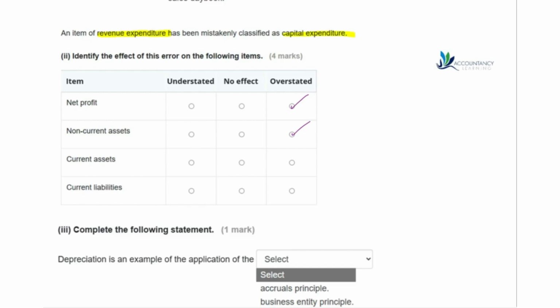Then the final two, we've got current assets and current liabilities. So these have no effect. This mistake has no effect on either of those.